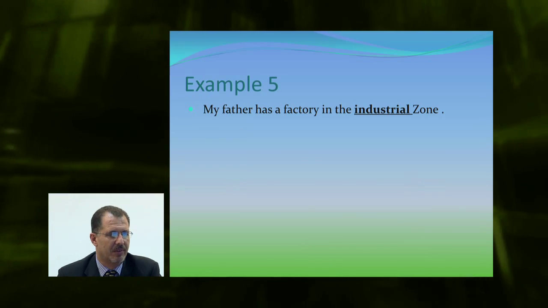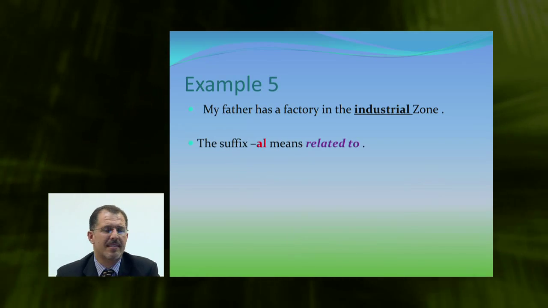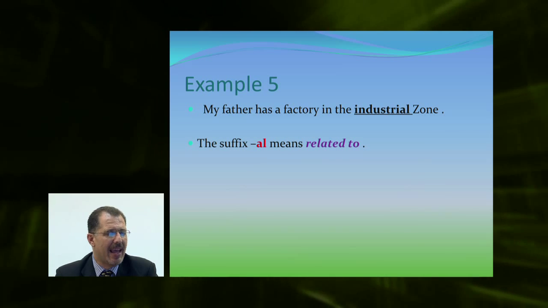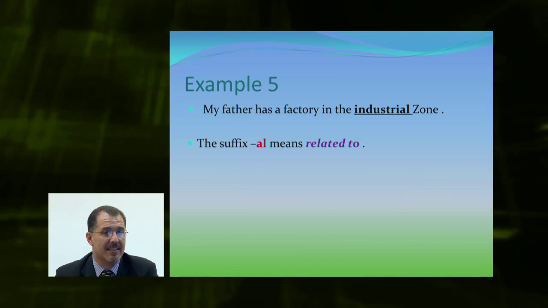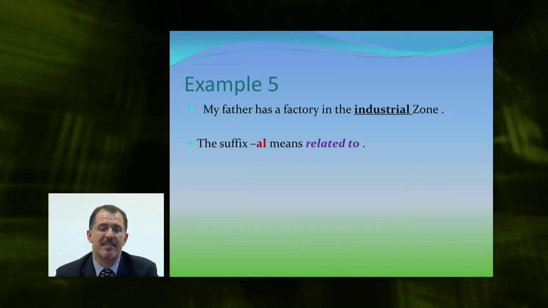What is example 5? Let's read it. My father has a factory in the industrial zone. Okay? What is the suffix here? It is al, which means related to. Again, the suffix here al means related to.